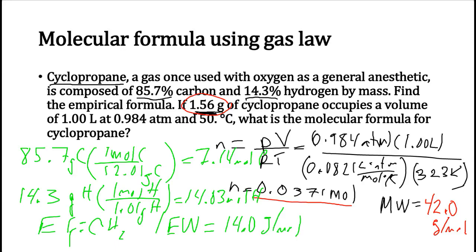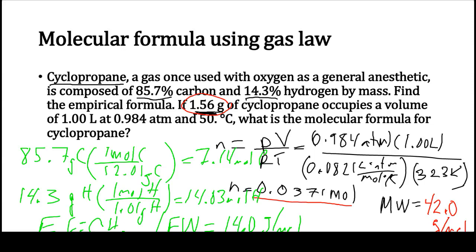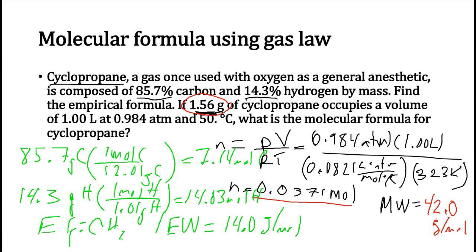So now the thing to do is to figure out how many times this empirical weight goes into the molecular weight. So you take your molecular weight, which is 42, divided by your empirical weight, and you get a factor of about 3. So that means you're going to multiply your empirical formula by 3. So your final formula should be C3H6, which is propane, a 3-member carbon. Okay, so this looks like we're in good shape.